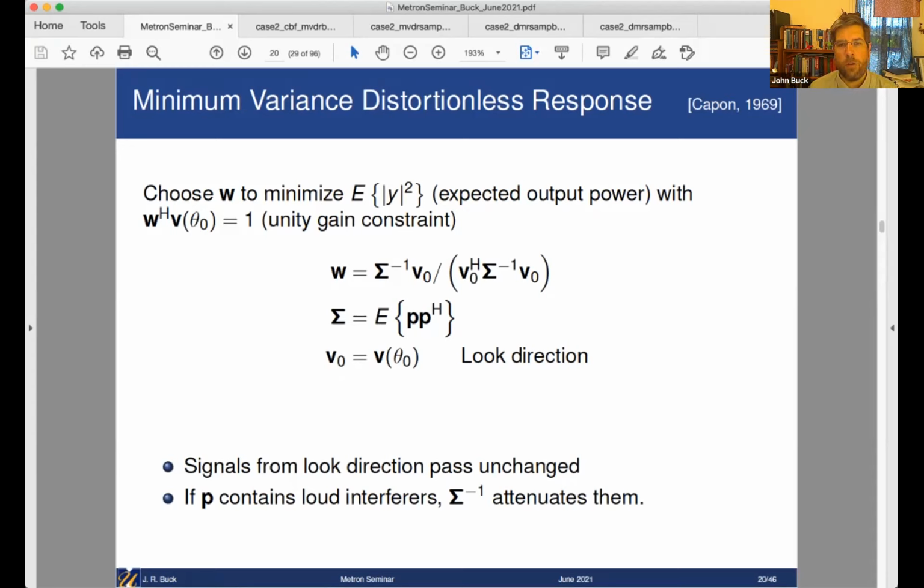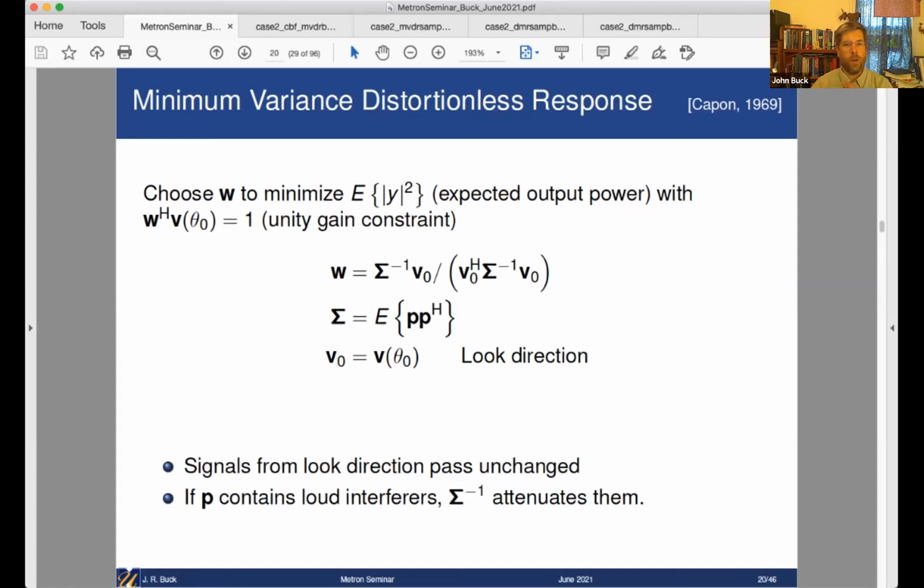You can set it up and solve it, and you get an expression that looks like this: the inverse of the covariance matrix times the look direction vector, which sort of rescales it. And this term here is just basically to get the gain to be 1. The real action in terms of constructive and destructive interference and scaling is this part over here. Again, this is our covariance matrix, and this is the look direction. So this is a different way to come up with the weights based on the noise. If there are loud interferers present, this inverse covariance matrix will attenuate them. And I keep hitting the wrong button.